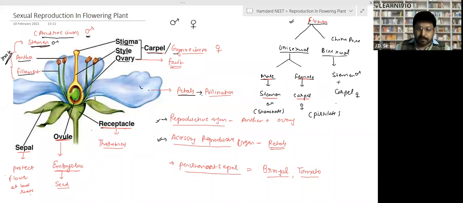So they are the helping hand of the reproductive part, right? So they are accessory organs. Accessory means which are not crucial, not mandatory, but yes, they do help, right? So petals are the accessory part, and they help in pollination. I have written it over here, right?